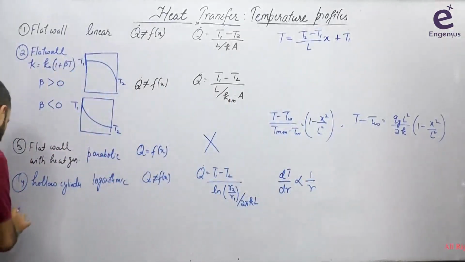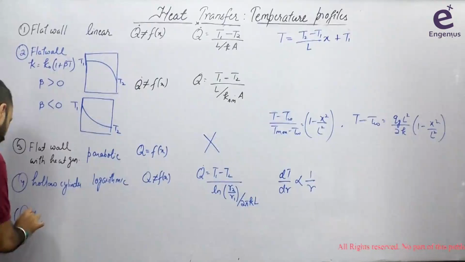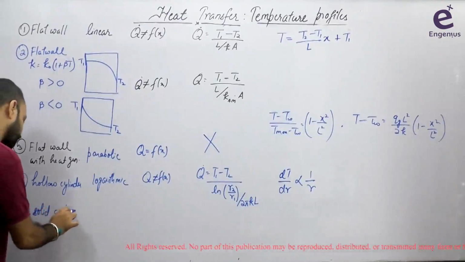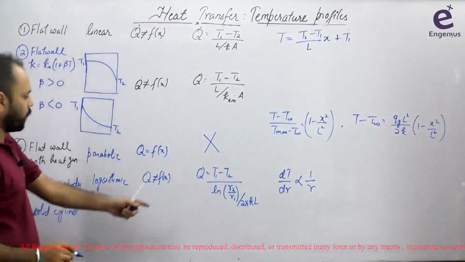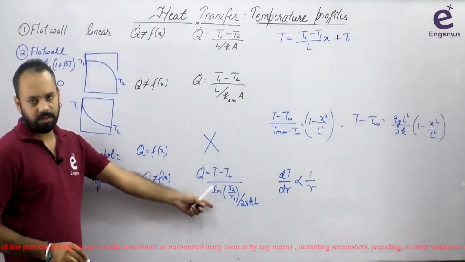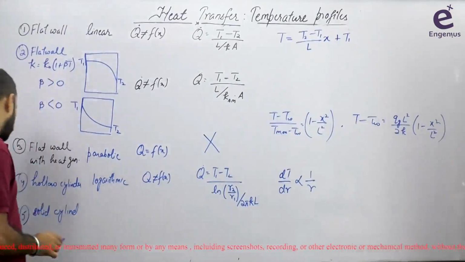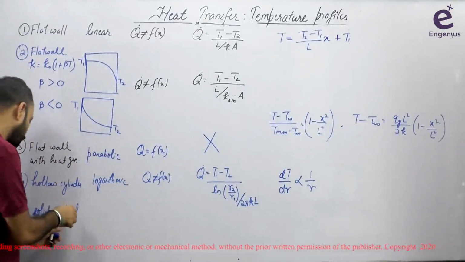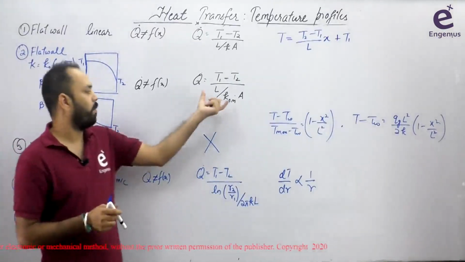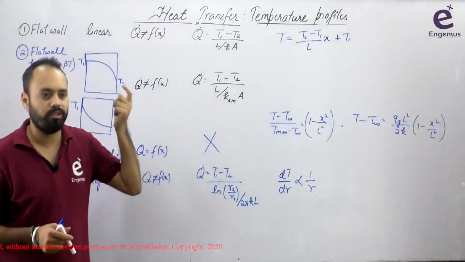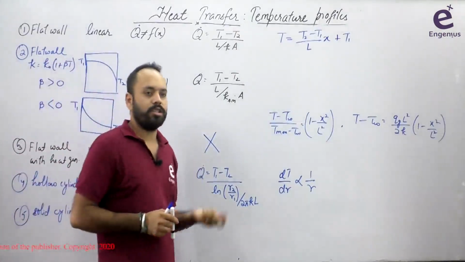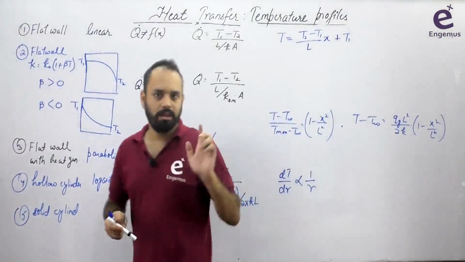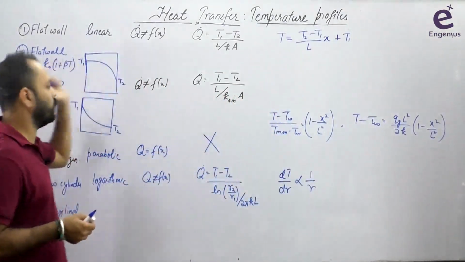Then fifth one was solid cylinder with heat generation. Whenever there will be heat generation, never write your Q like this, because in that case Q is a function of x. Even then resistance won't be constant, right? The formula I told you, L by Ka, is the resistance for a solid with no heat generation. If heat generation is taking place, you can't write resistance as L by Ka. This formula was derived when there was no heat generation.